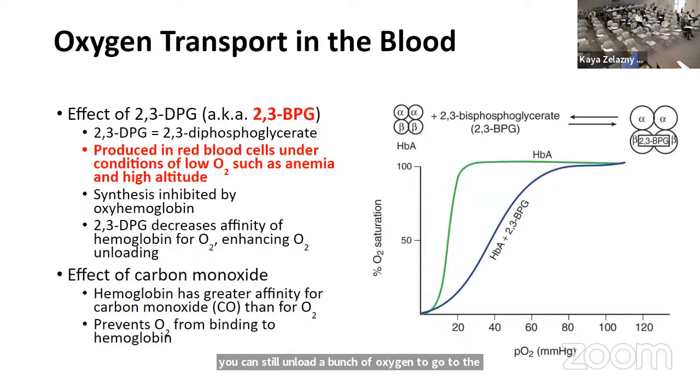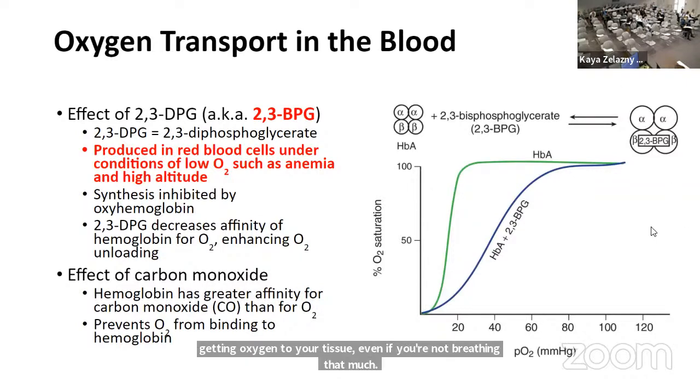So this is useful if you're anemic or if you're at a really high altitude. You don't want to get altitude sickness, right? This is part of why if you're going somewhere with really high altitude, they tell you to stick around at the bottom of a mountain for a day or so while you adapt, okay? So this is so that you can produce this molecule, so that you can unload oxygen more easily, so that you can keep getting oxygen to your tissue, even if you're not breathing that much in. So this also is a rightward shift, okay?